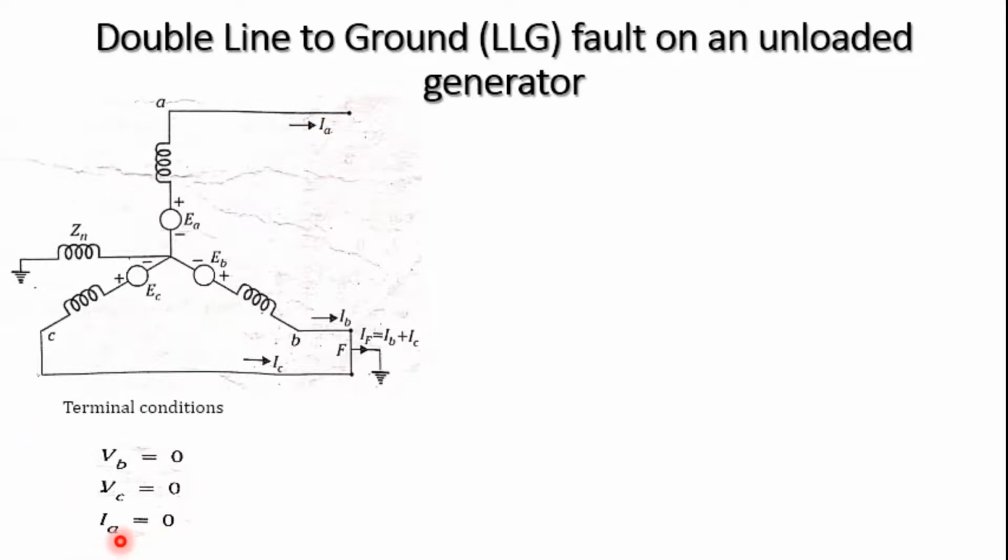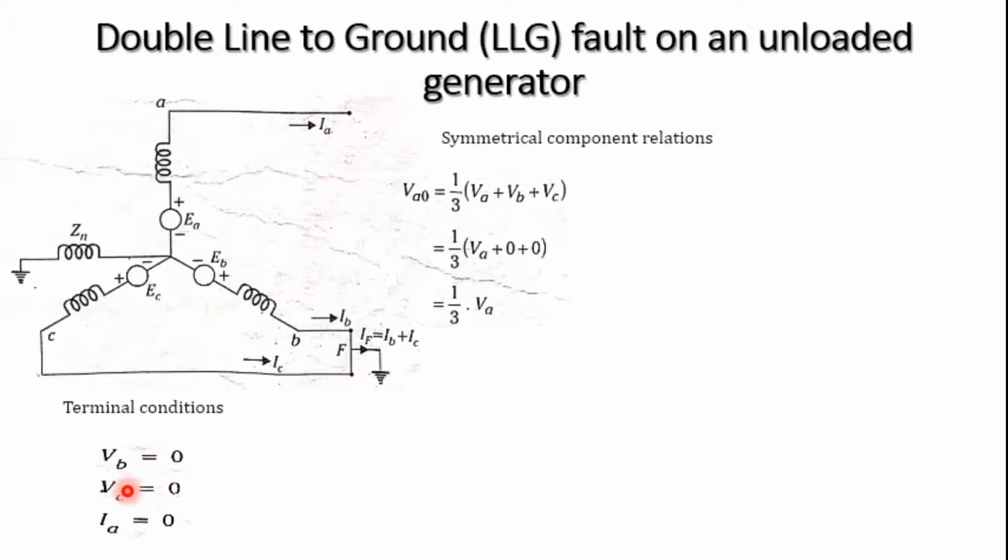From this terminal condition, it is very easy for us to calculate the phase voltage in terms of the symmetrical components, rather than the symmetrical component currents. That's why we are calculating the symmetrical component values of the voltages. We know VA0 is 1 by 3 of VA plus VB plus VC. Already VB and VC are 0, so we write it as 1 by 3 times VA.